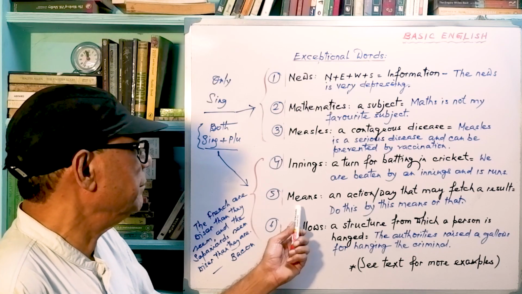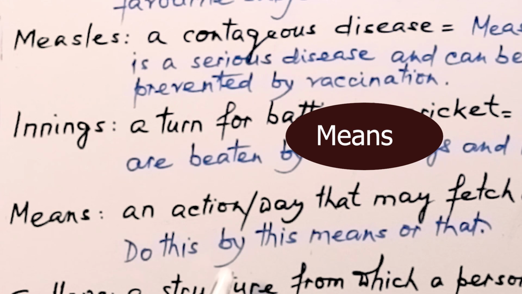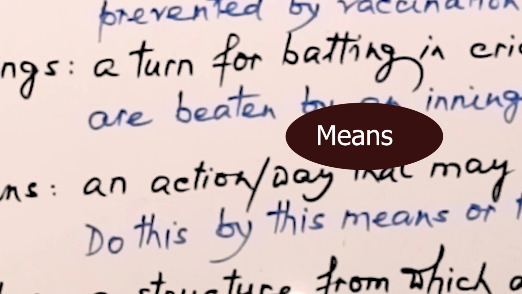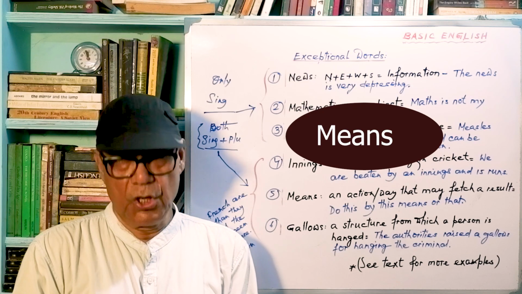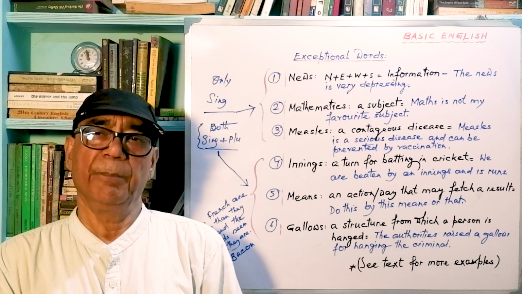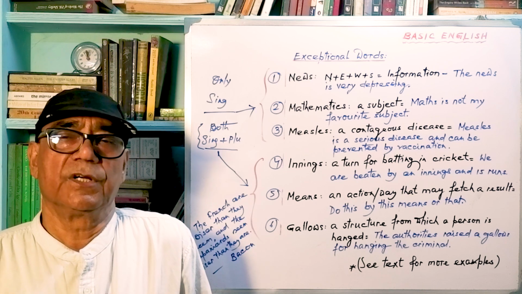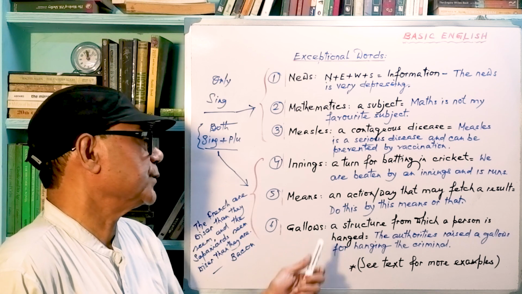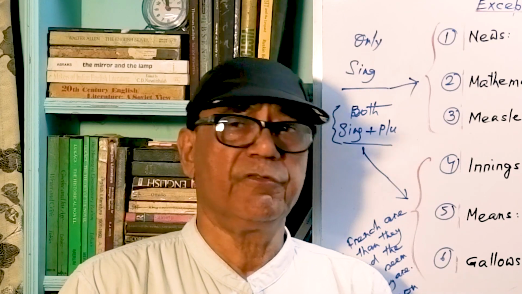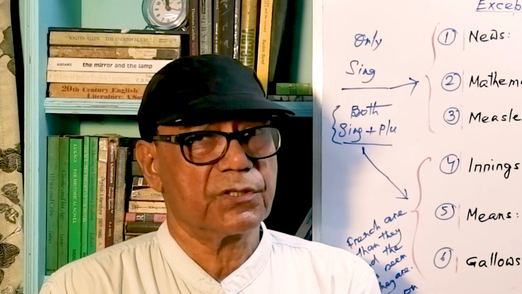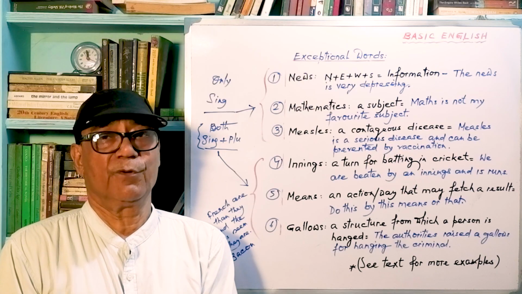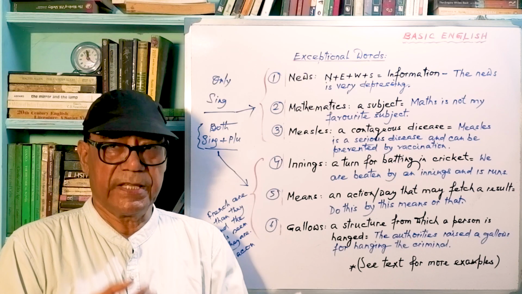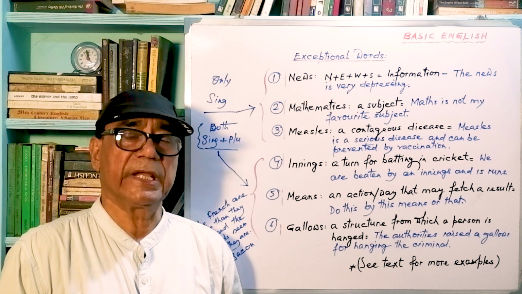Come to the next one, means. Means is an action, a way that may fetch a result. Do this by this means or that means. So means is a singular noun. It is not plural, but it can be used in plural sense also. For example, there are different means for doing this, not different meanses for doing this. You just say there are different means for doing this.